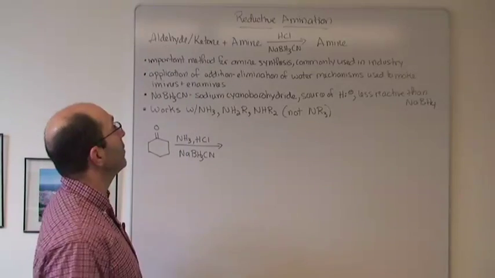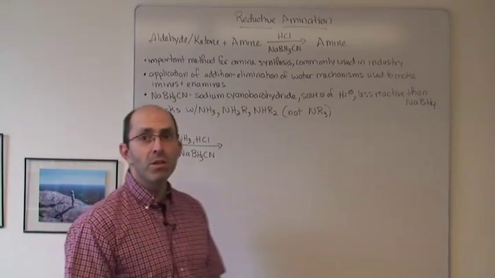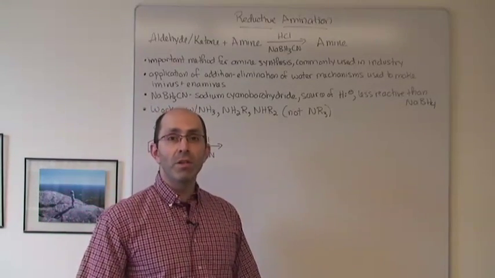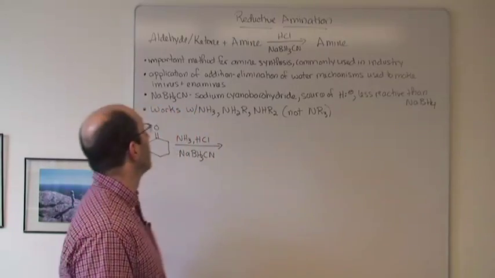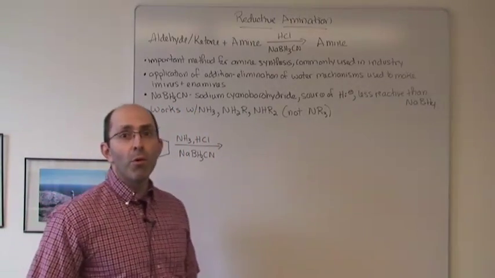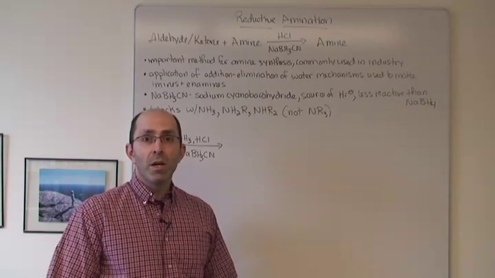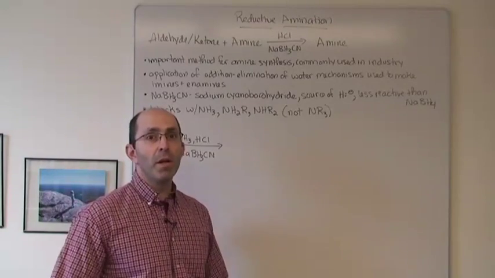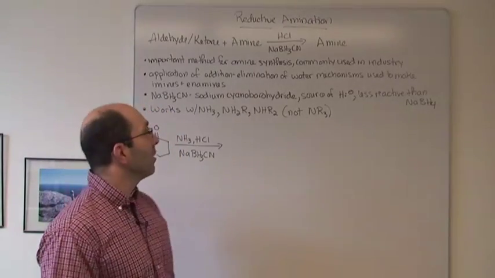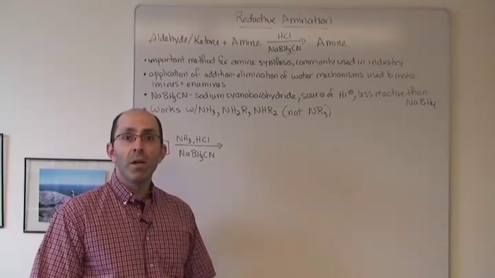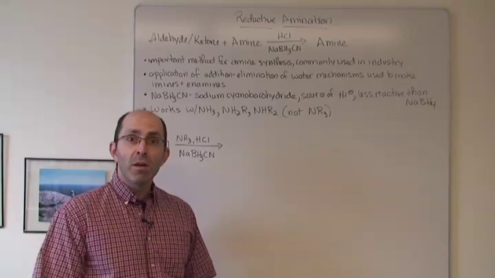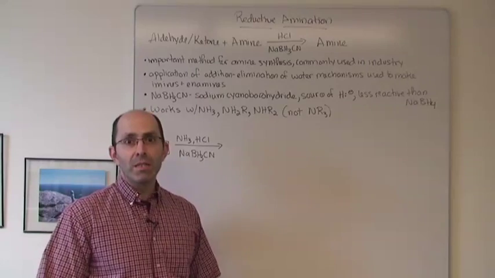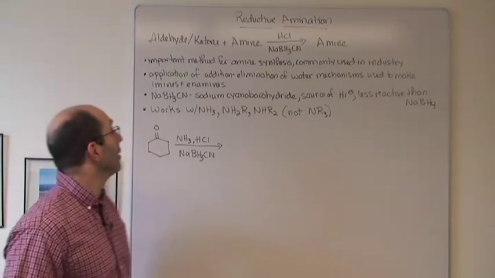So what I have up here is just an overview of some reductive amination key points. It's an aldehyde or a ketone plus an amine with acid and sodium cyanoborohydride. That will give us a new amine, an amine that has an additional carbon group on the nitrogen. It's a very important method for amine synthesis, commonly used in industry. It's one of the top 3 reactions that pharmaceutical chemists use since they make many carbon-nitrogen bonds. It's an application of the addition-elimination of water mechanism that we've used to make amines and enamines. That's the first part of the synthesis, and then the final step is a reduction, so that instead of an enamine or imine, we get an amine.